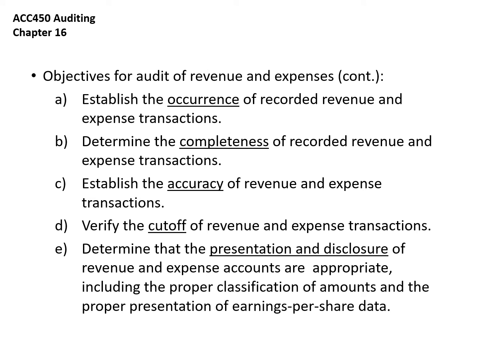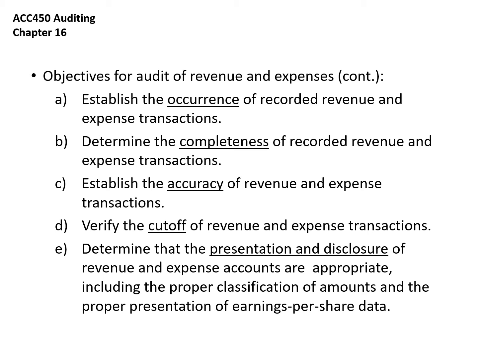So to continue talking about objectives for the audit of this category, I would establish that the recorded revenue and expense transactions have actually occurred. So that would be going from the trial balance to source documents to see: are the assertions that management is making about these financial or economic events, did they actually happen, or were they created falsely?